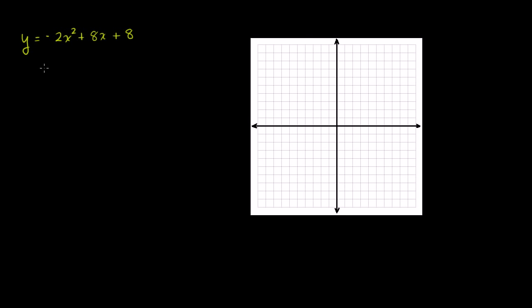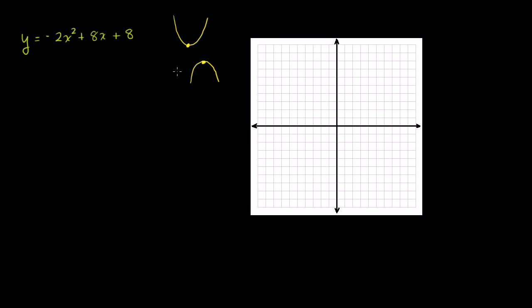We need to find the vertex and the axis of symmetry of this graph. The whole point of doing this problem is so that you understand what the vertex and axis of symmetry is. Just as a bit of a refresher, if a parabola looks like this, the vertex is the lowest point here. It's this minimum point for an upward opening parabola. If the parabola opens downward like this, the vertex is the topmost point.